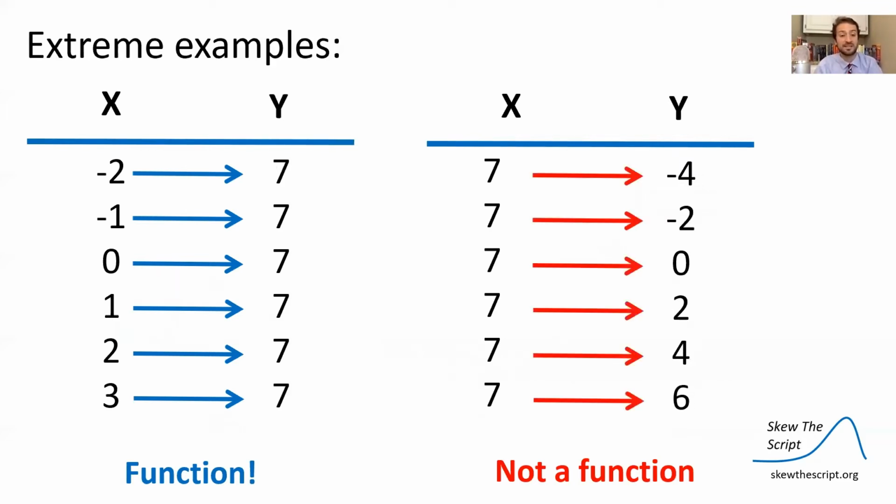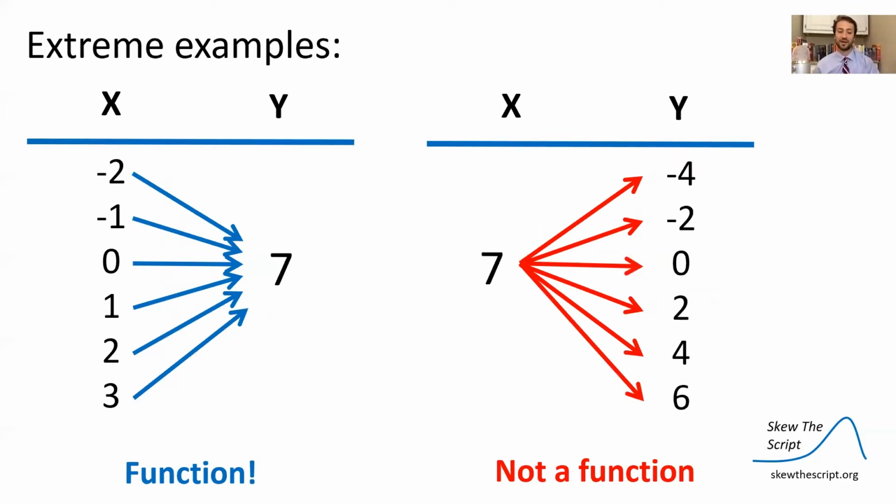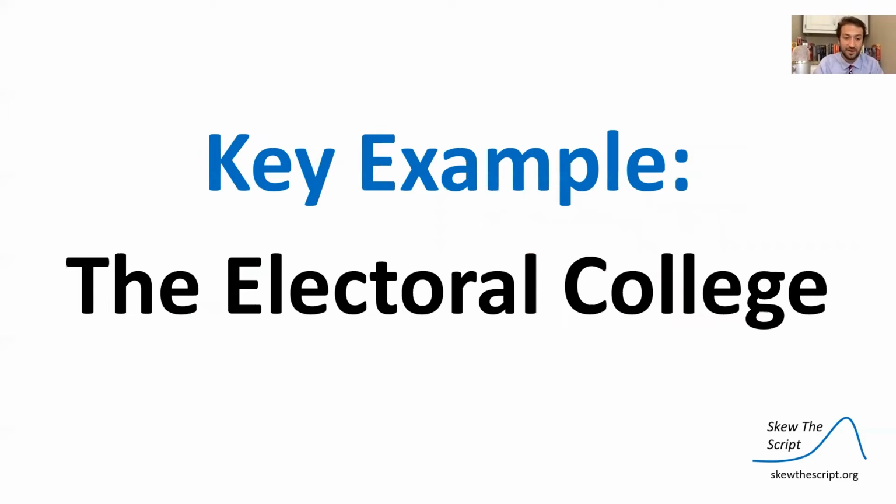Here we have some extreme examples. On the left, each X value points to the same Y value, but that's okay because each X value has exactly one Y value. On the right, we have the opposite. The X value is 7 and it points to many different Y values. So on the left is okay, that is a function. On the right, that is very much not a function.